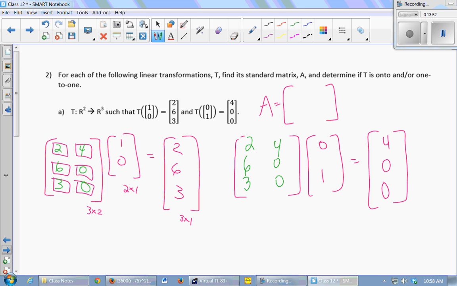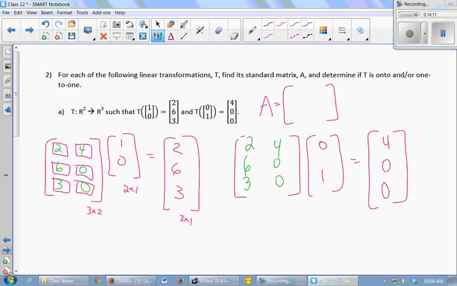Right? 2, 4 times 0, 1 is 2 times 0 plus 4 times 1, which is 4. 6, 0 times 0, 1 is 6 times 0 plus 0 times 1, which is 0. 3, 0 times 0, 1 is 3 times 0 plus 0 times 1, 0.